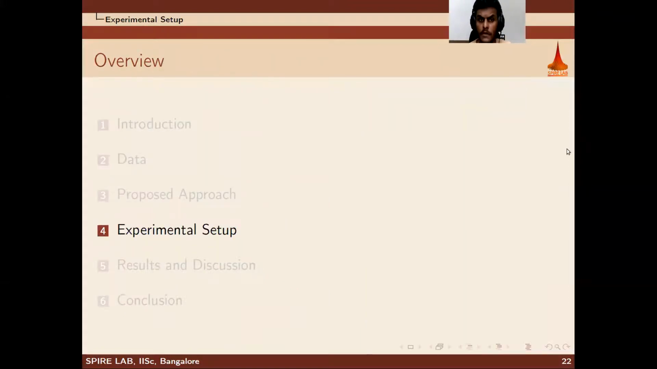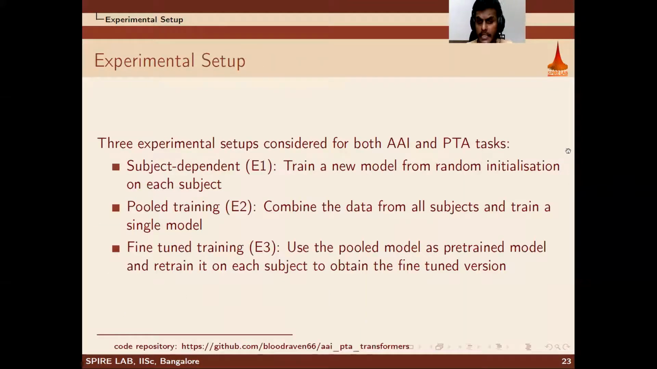Now looking at the experimental setups. We mainly have three different experimental setups, starting with the subject-dependent setup, where we train a new model on each of the 10 subjects so that we'll have 10 different models. Next, we have pooled training. Here we combine the data from all these subjects and train a single model. Now coming to fine-tune training, we use the pooled model as a pre-trained model and retrain it on each subject to obtain a fine-tuned version.